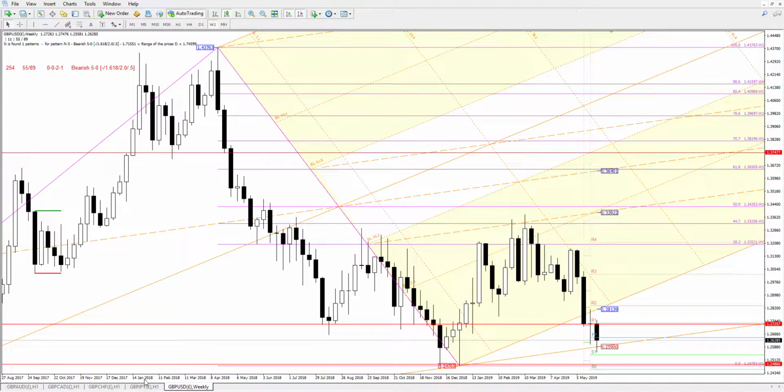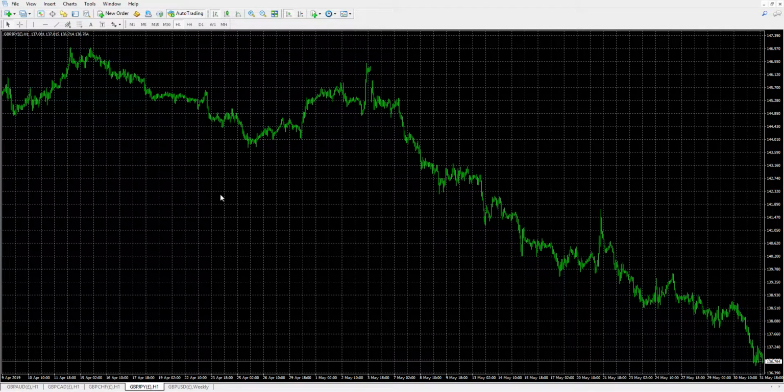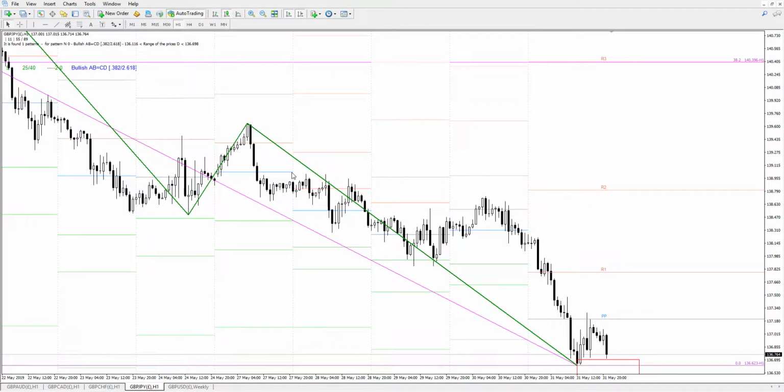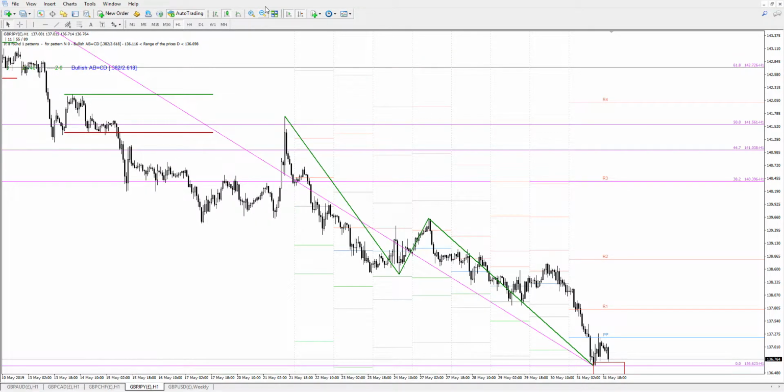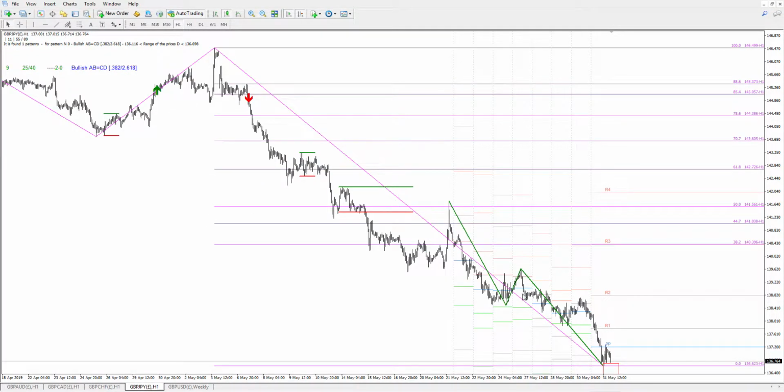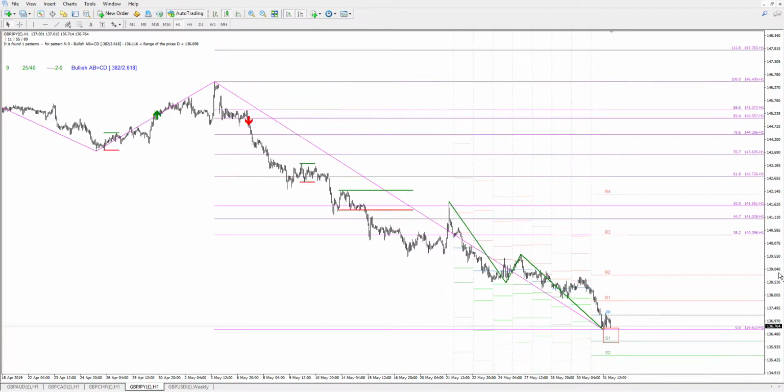Go to the pound yen now. Hourly. Indicators. Bullish on the hourly. Zoom out. So we see support 13612. That breaks and it will continue south.